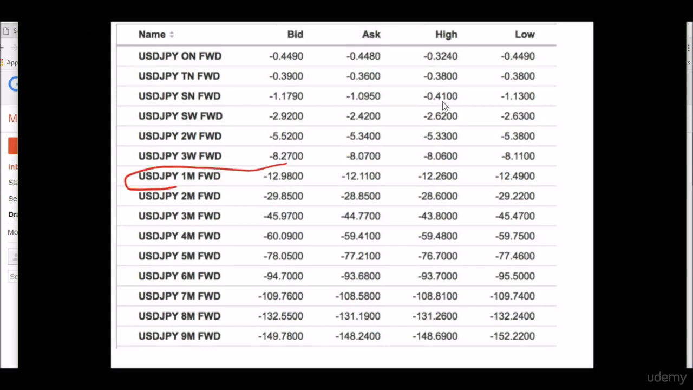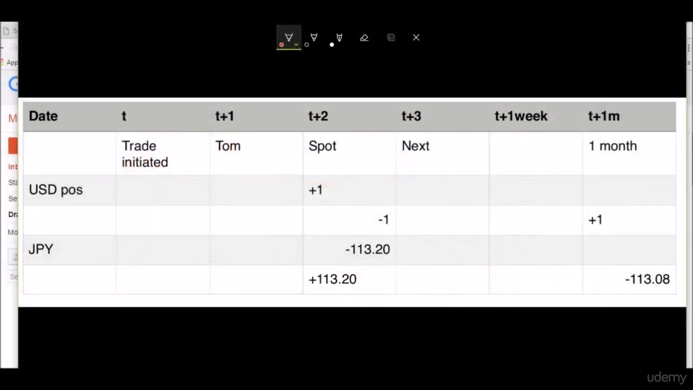Now we can see that the dollar-yen 1 month forward swap points are minus 12.98 and minus 12.11. So the 1 month forward rate for dollar-yen is quoted 12.98, 12.11 pips discount. However, this is spot over 1 month. We really need term over 1 month, but for now we'll just keep it simple and we'll use the spot over 1 month rate. His new cash flow statement would look like this.